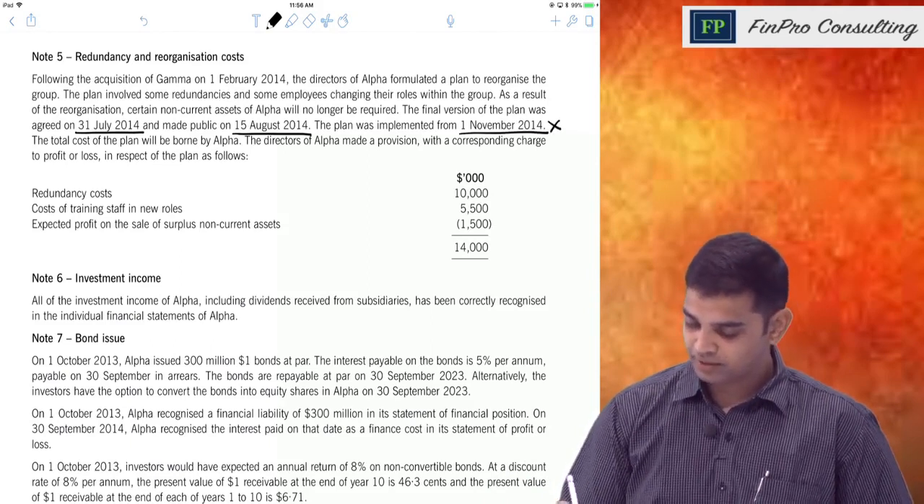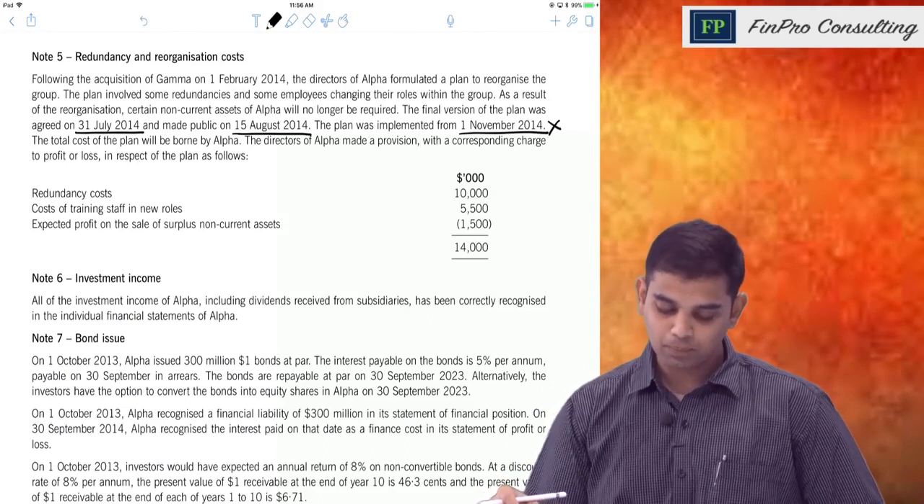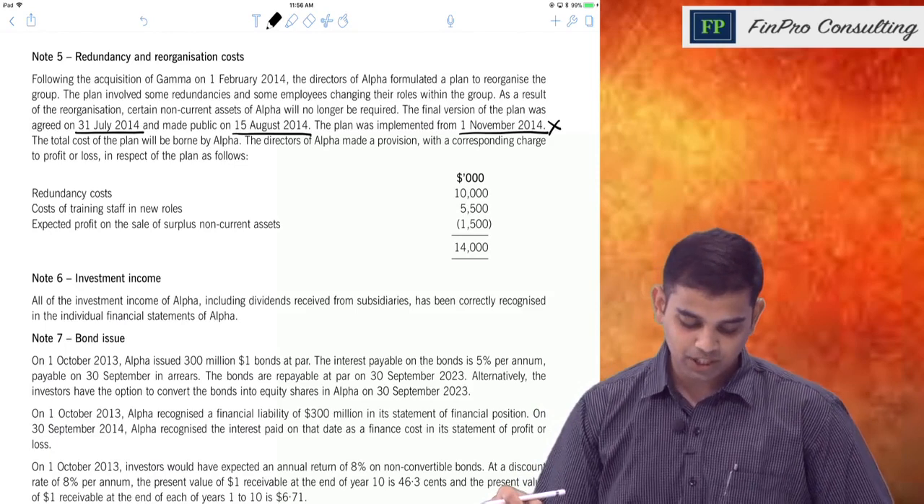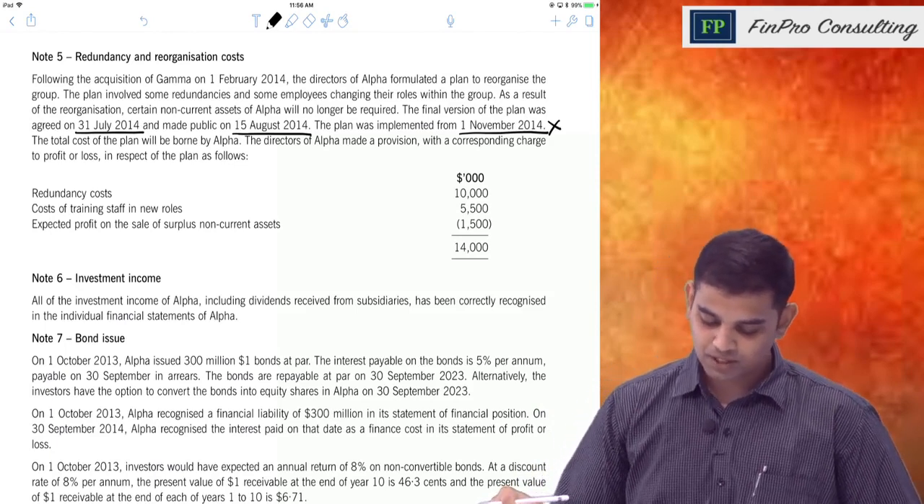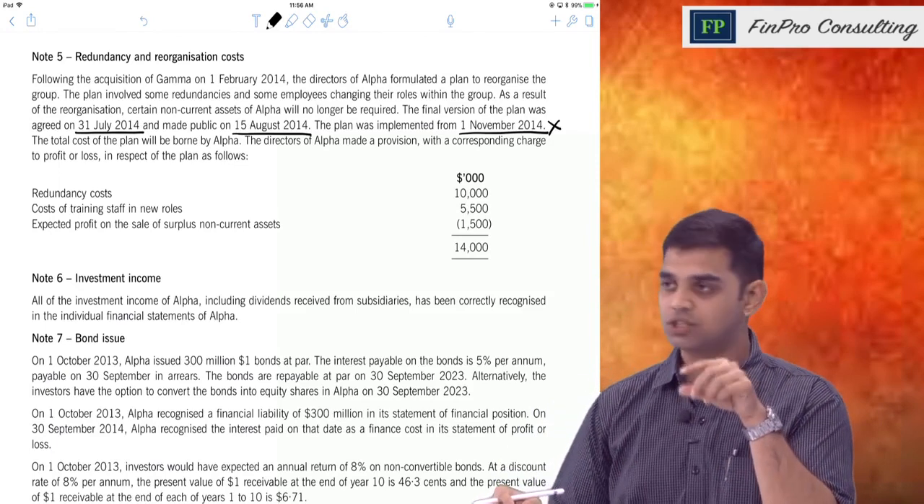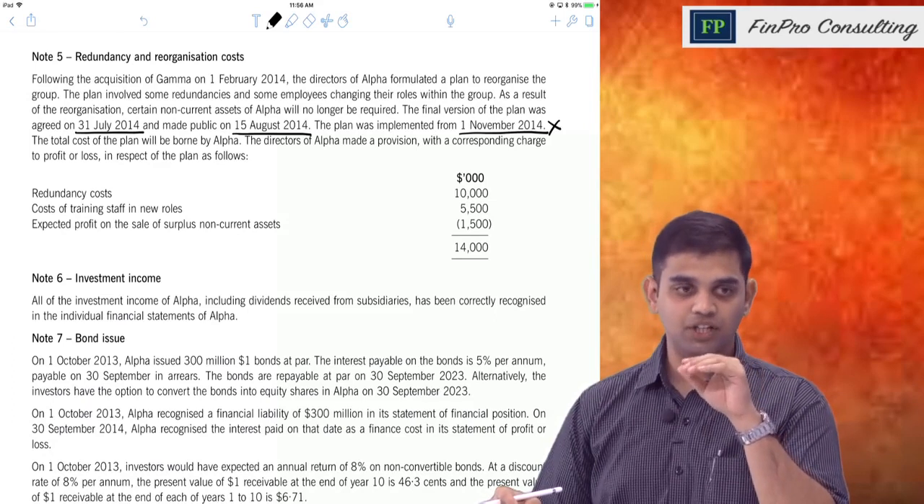So this is not relevant when it is implemented. The total cost of the plan will be borne by Alpha. The directors of Alpha made a provision with a corresponding charge to profit or loss in respect of the plan as follows. Now if you look at IAS 37, provisions, contingent liabilities and assets, this is relating to the restructuring cost.